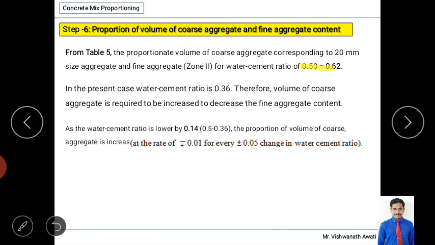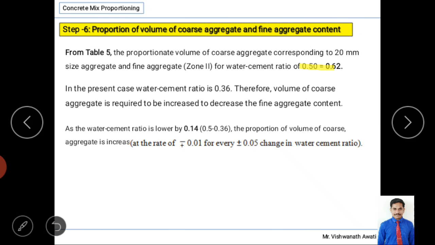Means we have to increase the volume of coarse aggregate. Then how to increase the volume of coarse aggregate? By using this simple understanding: at the rate of minus plus 0.01 for every plus minus 0.05 change in the water cement ratio.